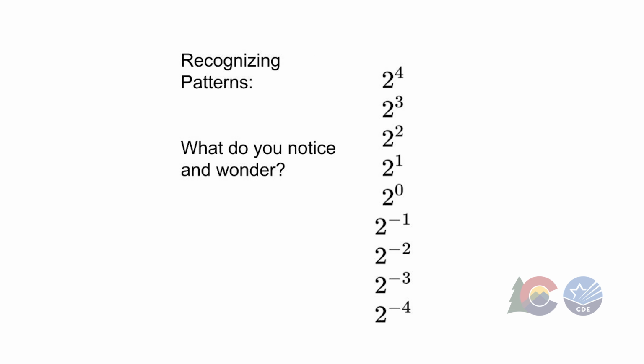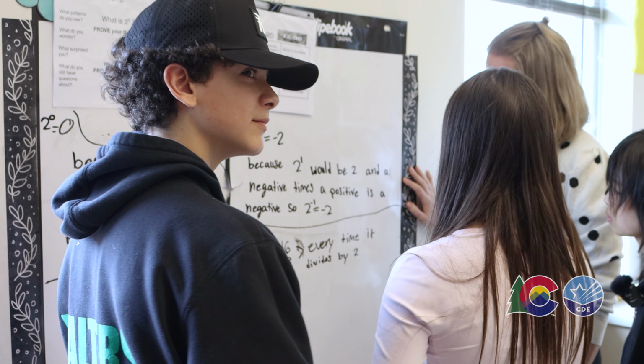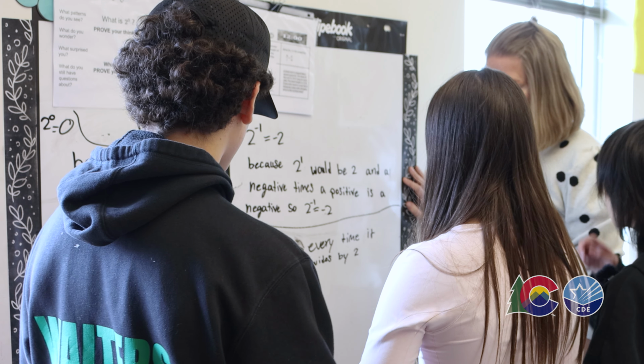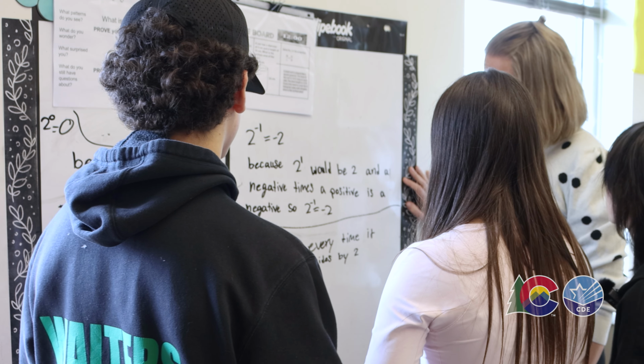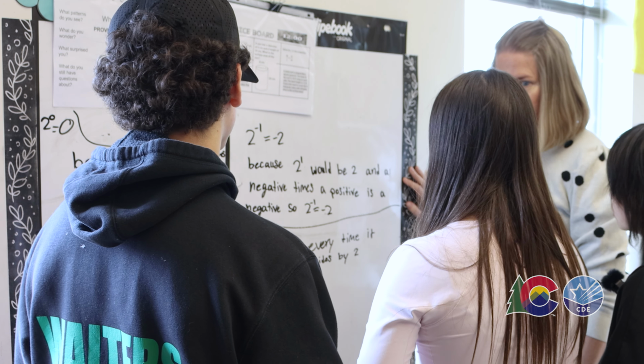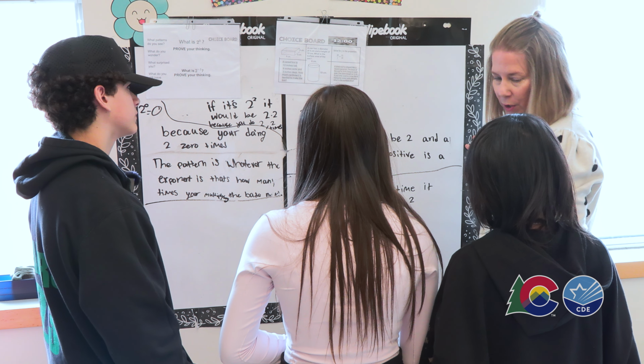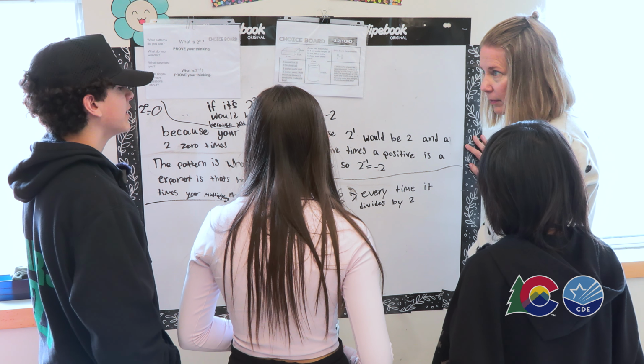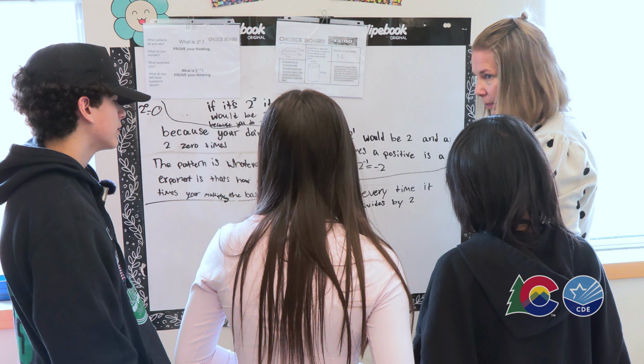pattern, and why? Well, at first we thought it was 0 because you're doing 2 zero times. Well, like with the exponent, because that's how many times you're multiplying 2 by. Okay, but I don't really know now. What do you think now? I think it's 1 because of the pattern.